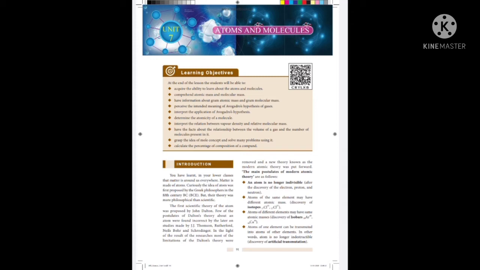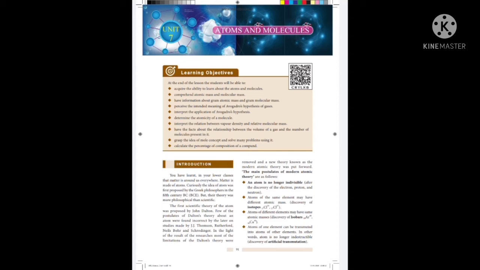An atom is no longer indivisible. That means atom is divisible. Atoms of the same element may have different atomic mass. Example, isotopes. Isotopes means same atomic number, different mass number. Here you should remember what is atomic mass or mass number. The number of protons and the number of neutrons in the nucleus is called atomic mass or mass number. Protons and neutrons are in the nucleus of the atom.